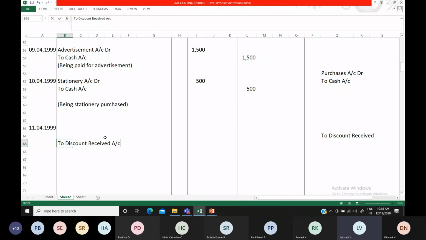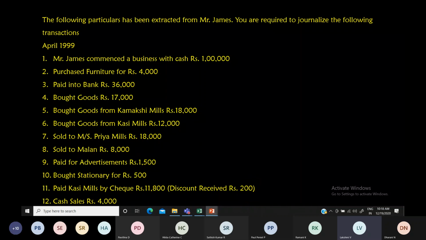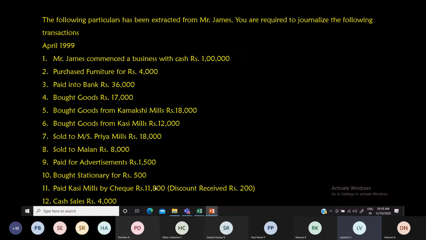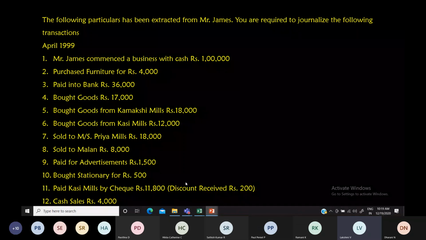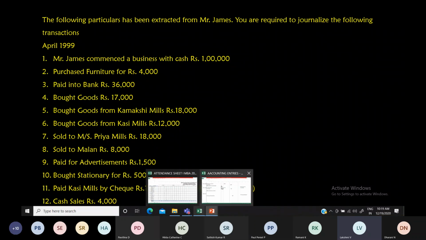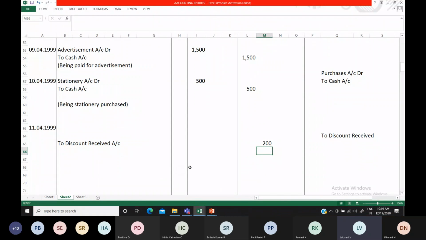Why crediting discount received? You have got something from that person, 200, and that amount is also specifically given. If not given, you have to calculate: 12,000 we purchased from them, we are paying only 11,800. So the balance is 200, and I have to consider it as a discount given by him to me. So we consider it as discount received. But here it is given within brackets. If full settlement were given, we would have to find it out. But here it is given, so we can just take this 200. So that 200 I will be mentioning over here.